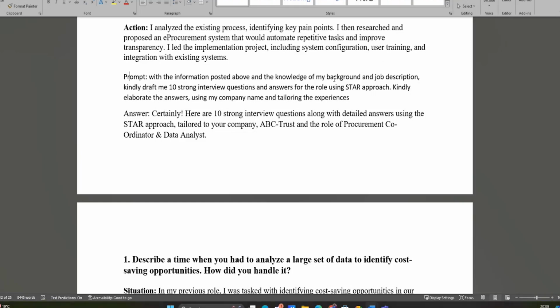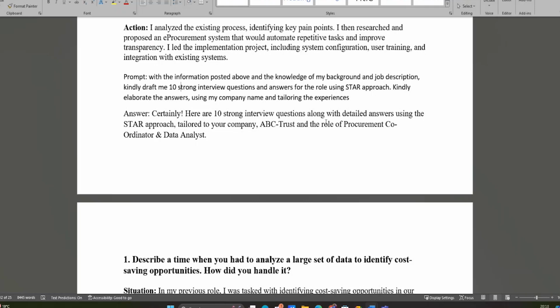Then below is my CV. So you're going to copy the whole of your CV in Microsoft Word and you paste it on ChatGPT as well. Then it will tell you, oh, with your CV, you look like a good fit. That's not what I asked you to do, Chat, because it will give you a response immediately. But this is the next thing you're going to do. You work with this prompt and say, with the information posted above and the knowledge of my background, that is, you have dropped your CV, right? And the job description, kindly draft me 10 strong interview questions and answers for that specific role, as you can see on the job, using the STAR approach or STAR method.